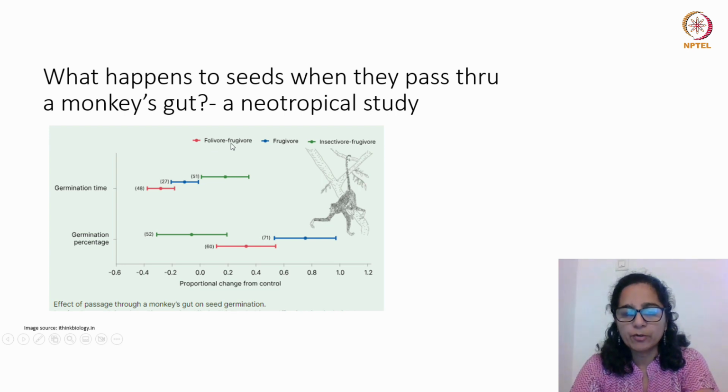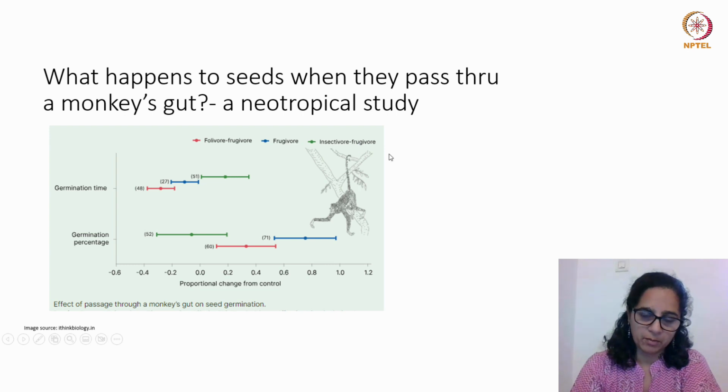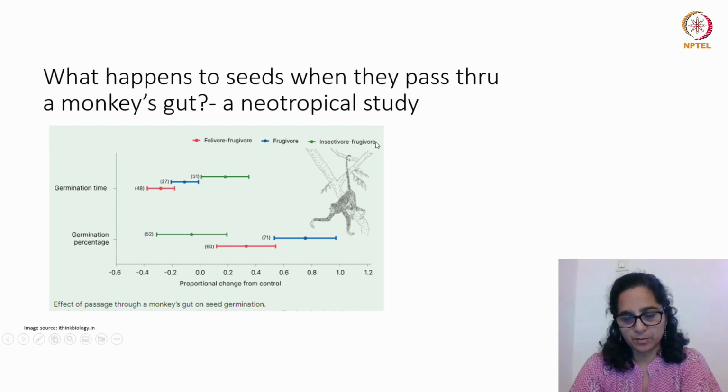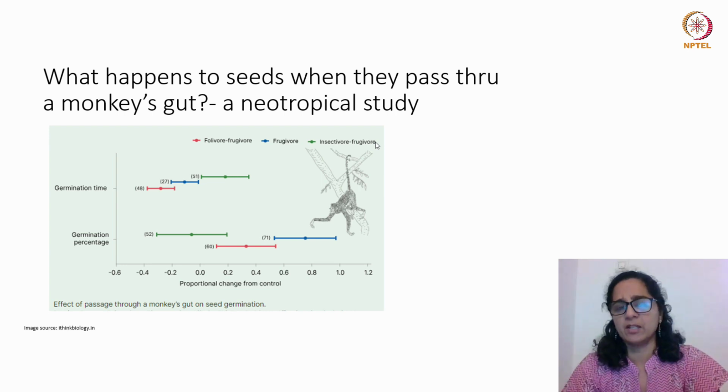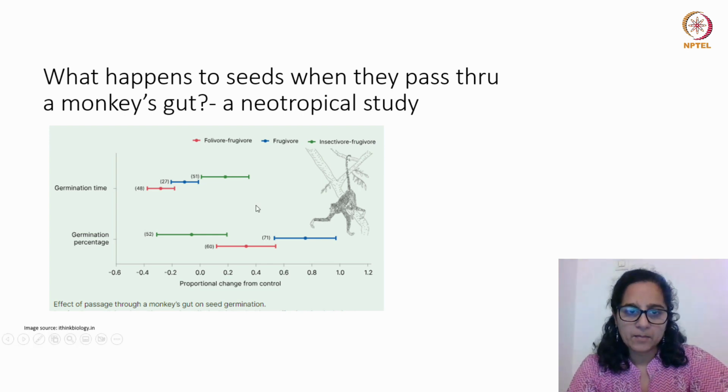There are 3 different kinds of data which have been collected. One is folivore, frugivore. Folivores are monkeys which eat leaves and also fruit. Frugivore is species of monkeys which only eat fruits, and insectivore, frugivore are those which eat insects as well as fruits. So this is a study of various kinds of monkeys, not just spider monkey, but different species, and they asked this question. I'm going to just concentrate on the frugivore part here. The rest of it you can read and interpret later. Frugivores are the monkeys which only fed on fruits. So let's look at what the data says.